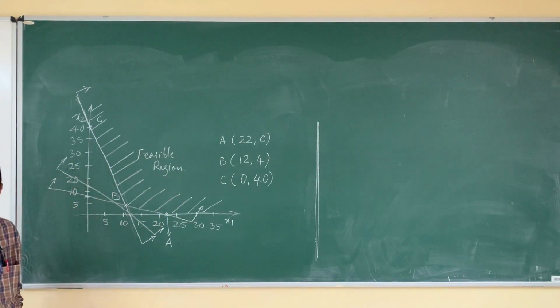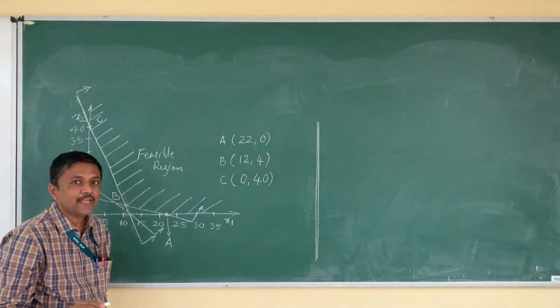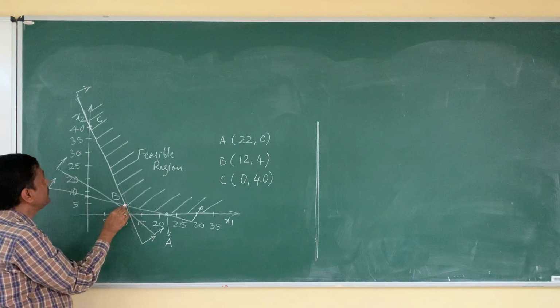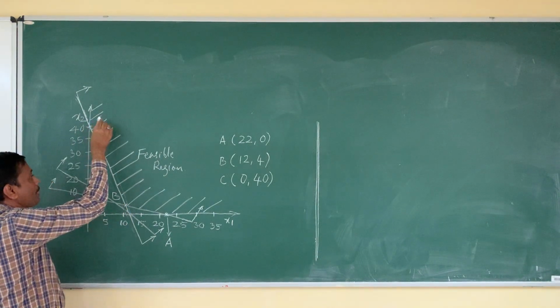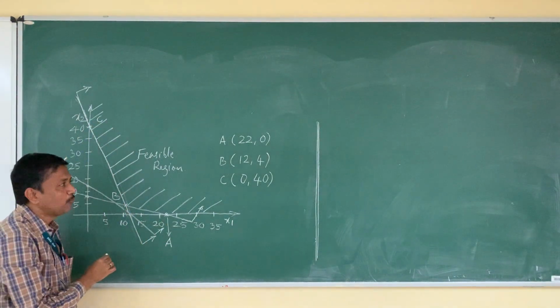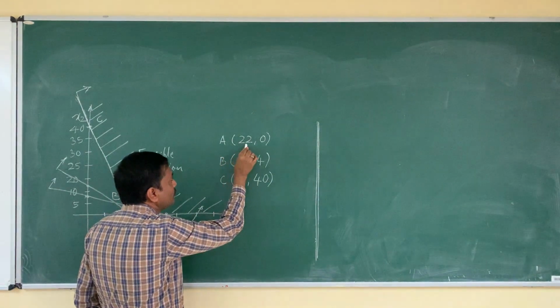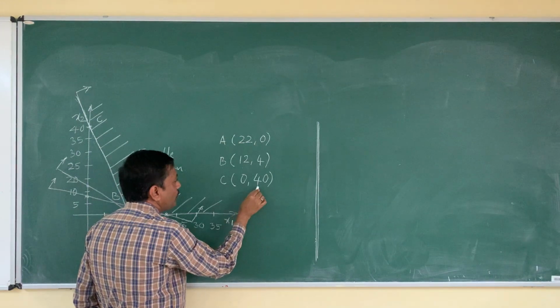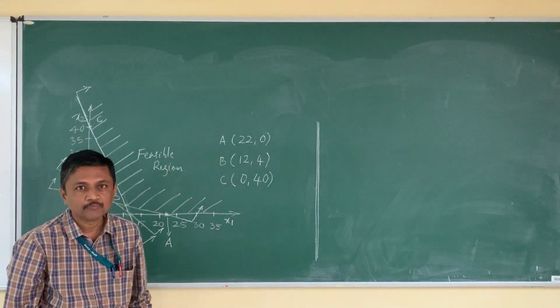After getting the feasible region, we have to find out the extreme points. So I have named this as A, this as B and this as C. For these extreme points, the coordinates are 22, 0 for A, 12, 4 for B, and 0, 40 for C.